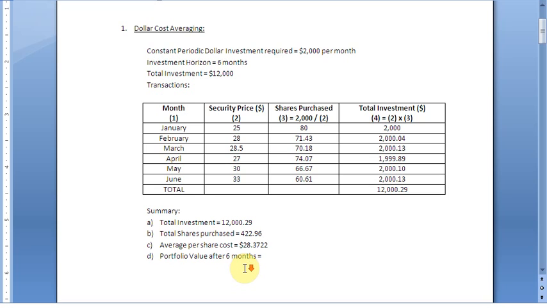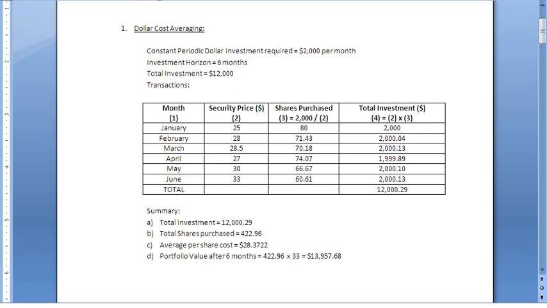Now let us see if the value of the investment has grown over time or not. At the end of 6 months, when I take stock of things, I realize that I have 422.96 securities with me, and in the month of June, which is the latest month, the price per security is $33. So that is going to give me a value of, let me see on my calculator, $13,957.68.